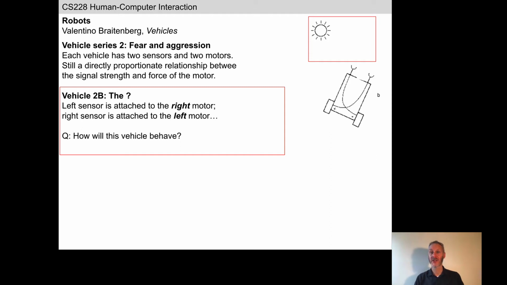Exactly. So this robot is going to turn towards the light because in this case there is more light falling on the left, meaning that the right wheel spins faster and it will turn towards the light, as Henry says. So as the vehicle turns towards the light, at some point it's going to be facing directly into the light. What does the robot do when it's directly lined up with the light source?